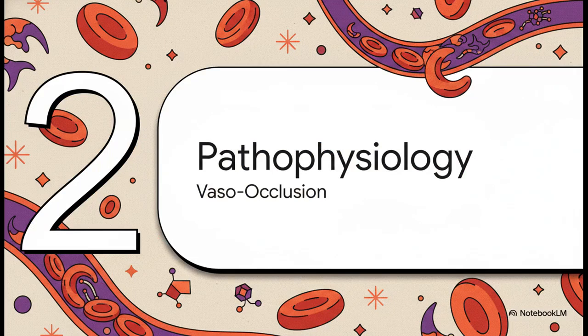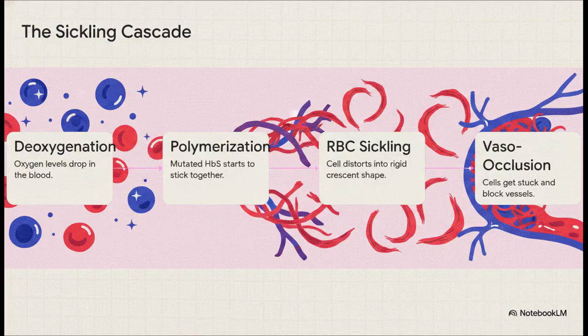Moving right along to section 2, pathophysiology and vaso-occlusion. This mutation triggers a massive domino effect. It all starts with step 1, deoxygenation. When oxygen levels drop in the blood, that mutated hemoglobin S starts to stick together, or polymerize. This polymerization physically stretches and distorts the red blood cell into that fragile, rigid crescent shape we talked about, which then gets stuck and physically blocks your blood vessels.